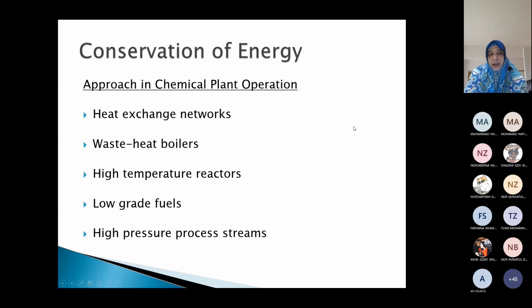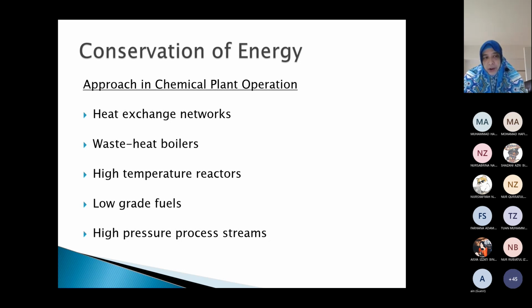So these are the approaches in chemical plant operation. When you talk about conservation of energy, look for the heat exchanger network that you're using, and the waste heat boiler. Is there any high temperature reactor that you're using? Or can you use low grade fuels? And whether you are using a high pressure process stream. These are the things that you have to look through in your plant.